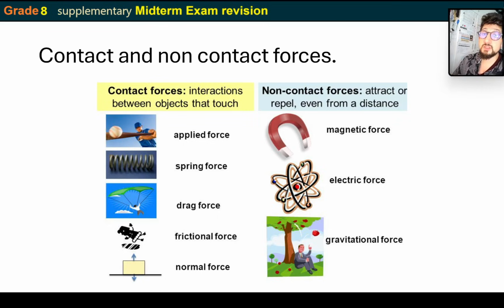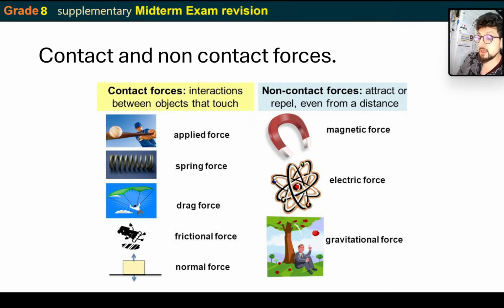So examples of non-contact forces, the obvious one is gravity, or weight. See, if I let go of this and there's nothing attached to it, it still goes down. How does it go down without anything grabbing onto it? It's because it's a non-contact force. So gravity or weight is a non-contact force.